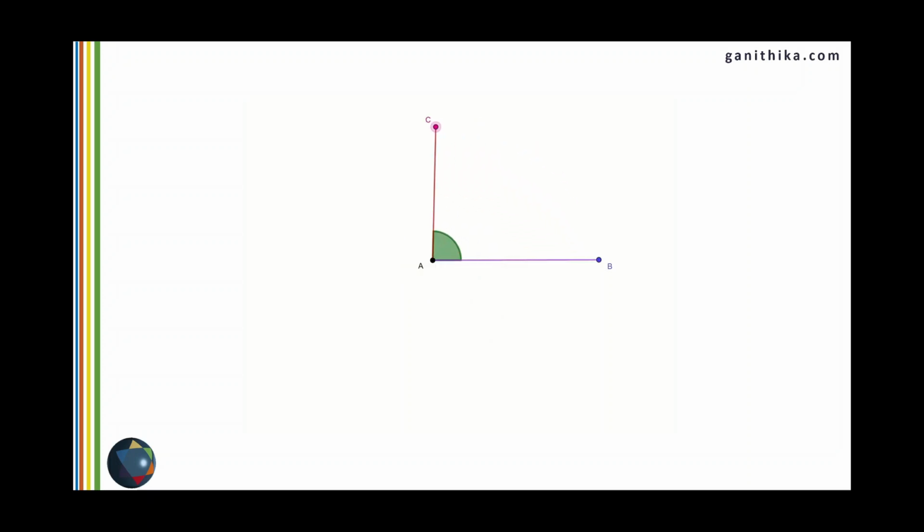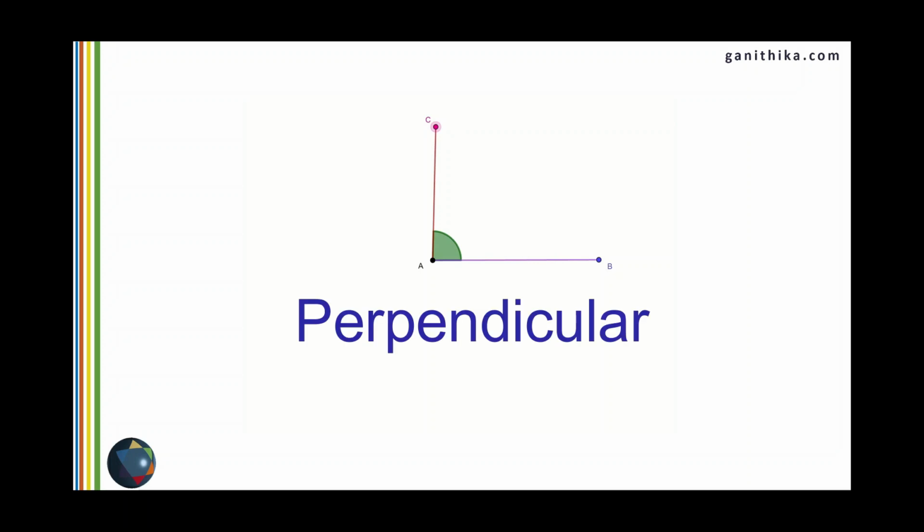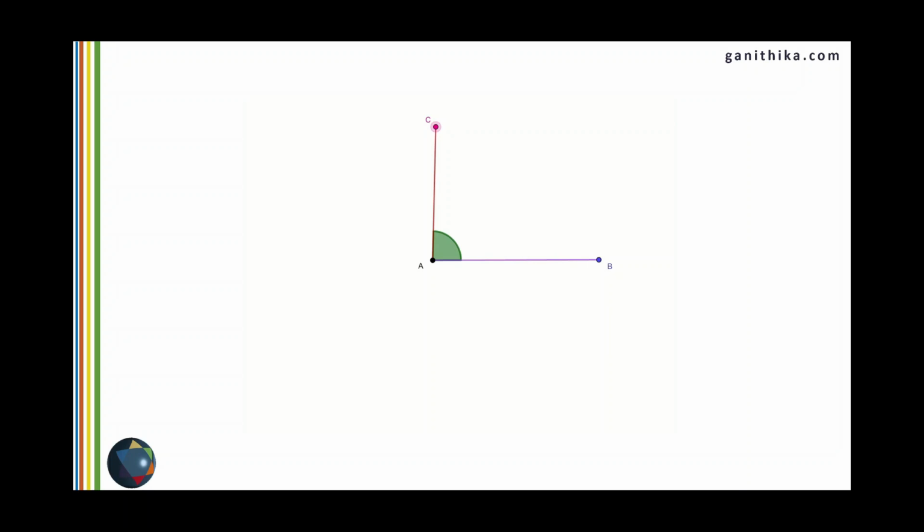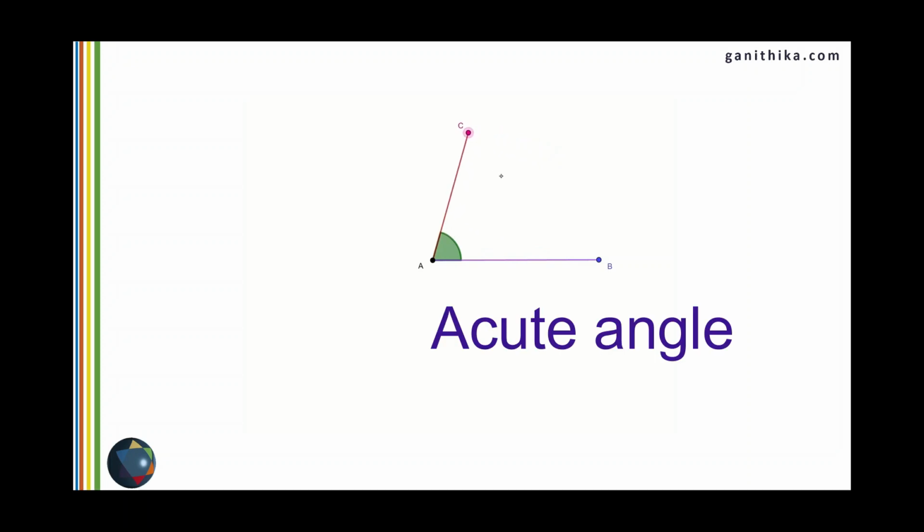If the line AC is kept in such a way that AC is a vertical line and AB is a horizontal line, in which case we call them perpendicular to each other, we say that the angle formed between AB and AC is a right angle. But if this angle between AB and AC is less than the right angle, that is, between 0 and the right angle, we say that the angle is an acute angle. For example, in this position, the angle formed is an acute angle.